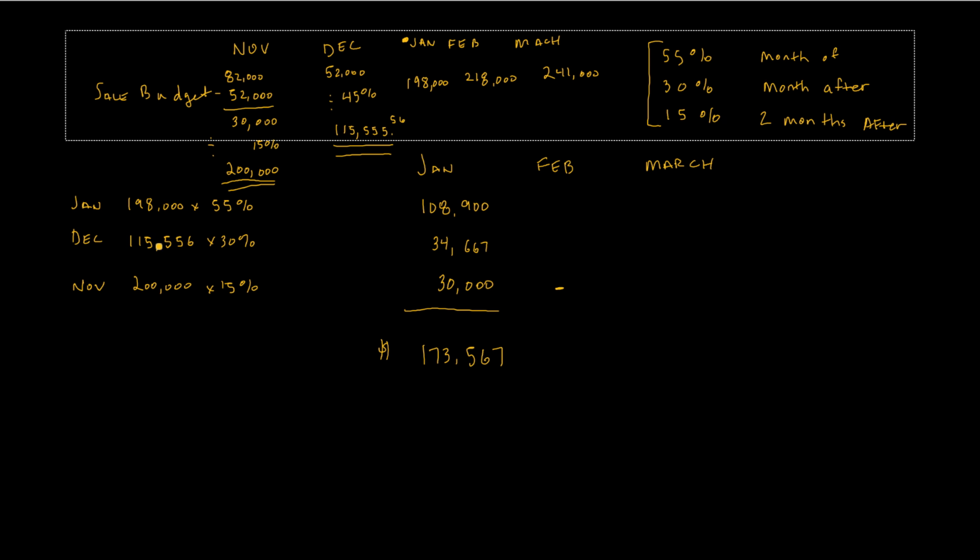I'm going to collect January sales in February. Collect a portion of them. I'm going to collect 30%, right? So in February, I'm going to take $198,000. Now, I'm going to change colors here just to make it easier on us. Now, I'm going to multiply my $198,000 by 30%. So if I take 198,000 times 0.3, gives me 59.4.